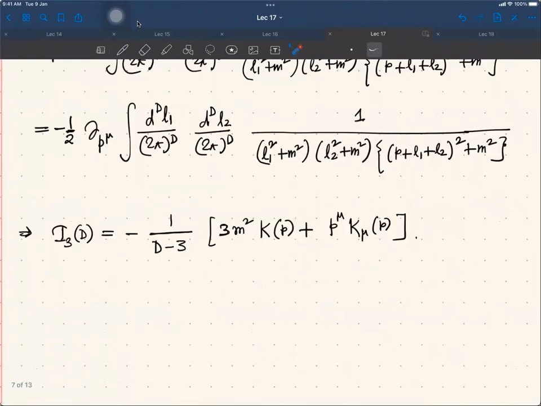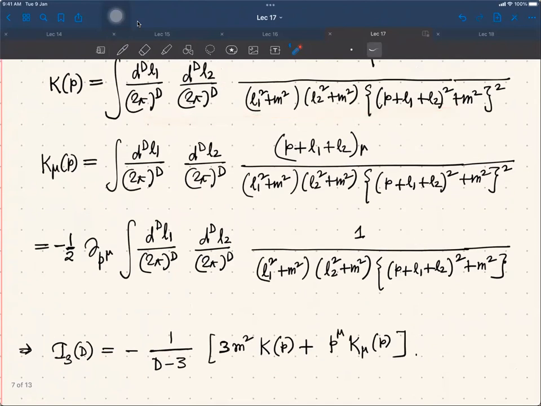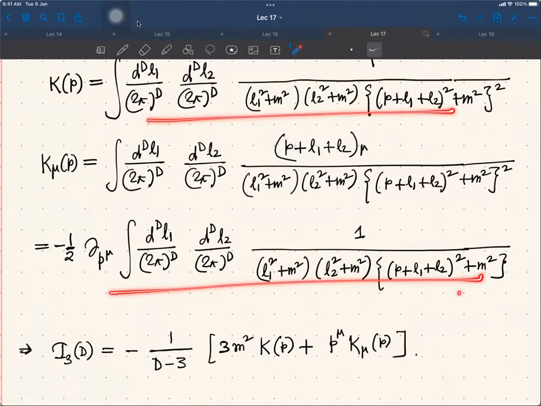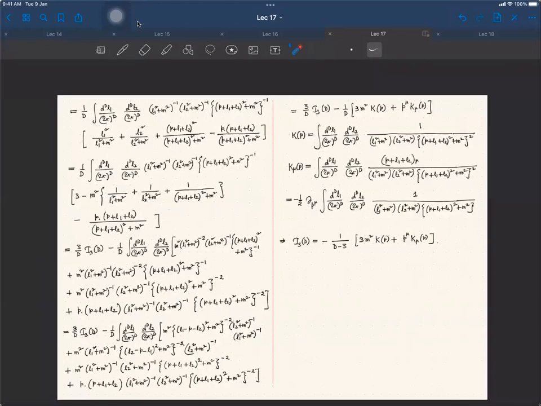And now we have K(p) and K mu of P given by the two expressions here and here. And this involves these integrals, which we can now perform using Feynman parameterization. Okay. So I have done 2 slides.